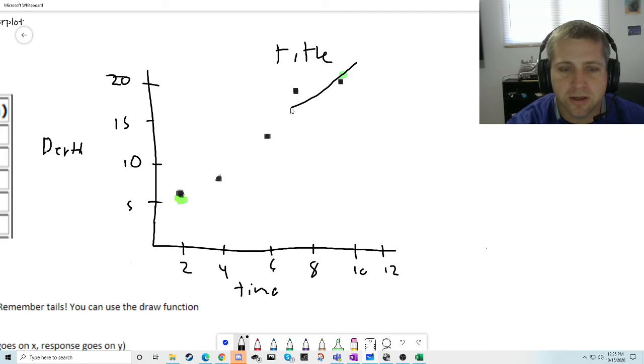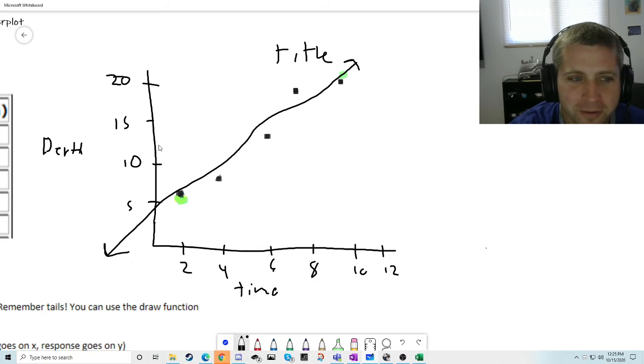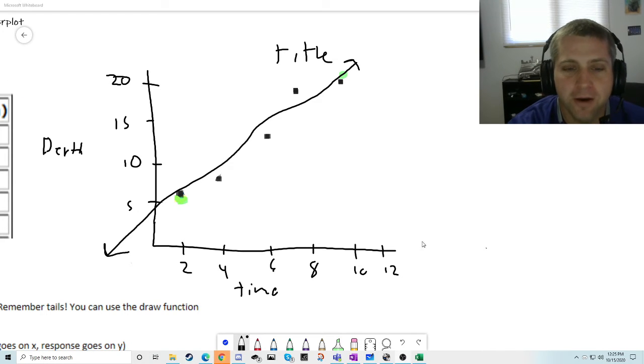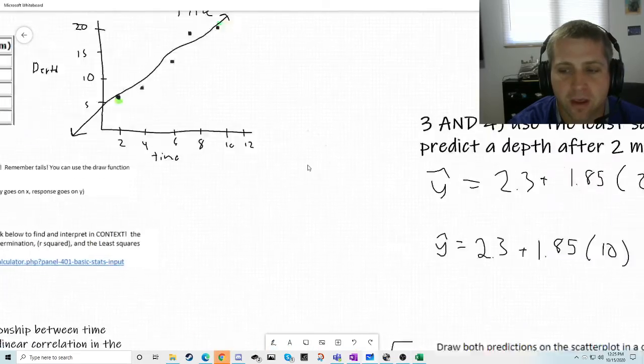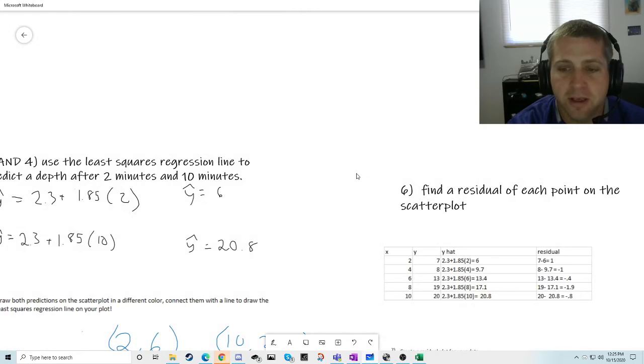You can connect through the dots. Mine is not pretty because I didn't use a ruler. But if you make 2 predictions and connect the dots, you should be okay with that one. Okay, so that's where class ended so far, but I'm going to keep going.